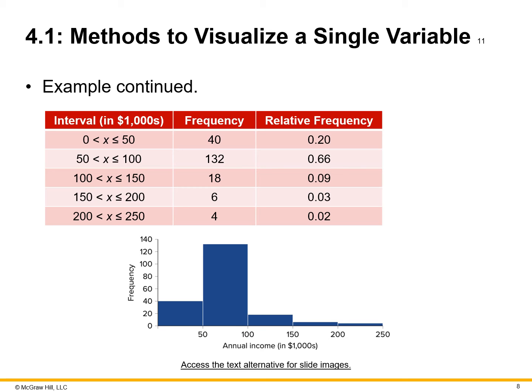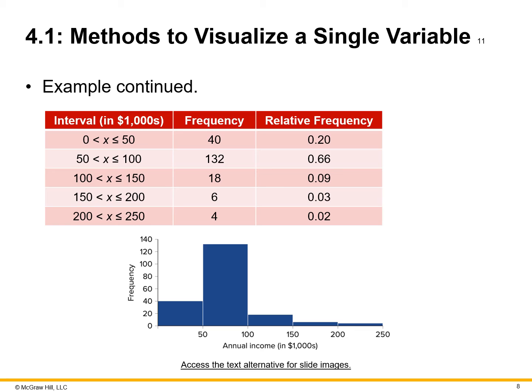Let's take this frequency distribution and histogram to a further example. Here we have intervals in the 1,000s of dollars, broken down into 5 different intervals. Anything between 0 and less than or equal to 50, anything between 50 and less than or equal to 100, anything between 100 and less than or equal to 150, and so on, all the way to the 5th interval. The frequency is the number of observations or data points in each one. So there are 40 individual data points between 0 and 50, and so on.